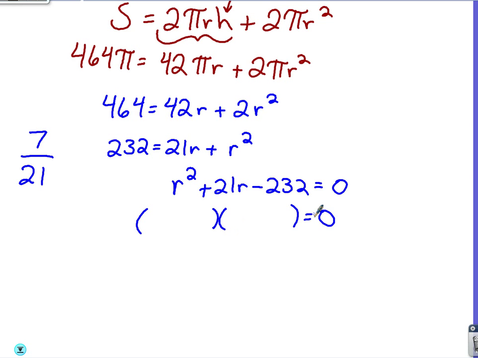Factoring: we ask ourselves what multiplies to give us r squared, which would be r and r. Then we ask ourselves what multiplies to give me negative 232 and adds to give me 21. That'll take a while. Here's my method. I know that's an even number, so I know that 2 times something, I think it's 116, will give me that. I'm not good with 21 though.